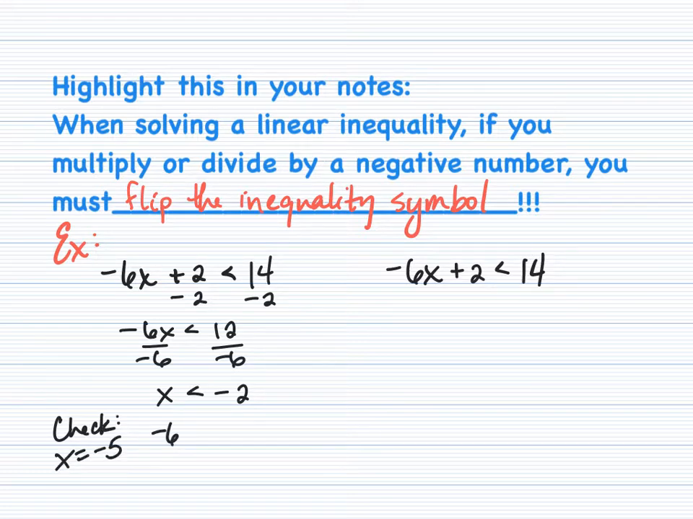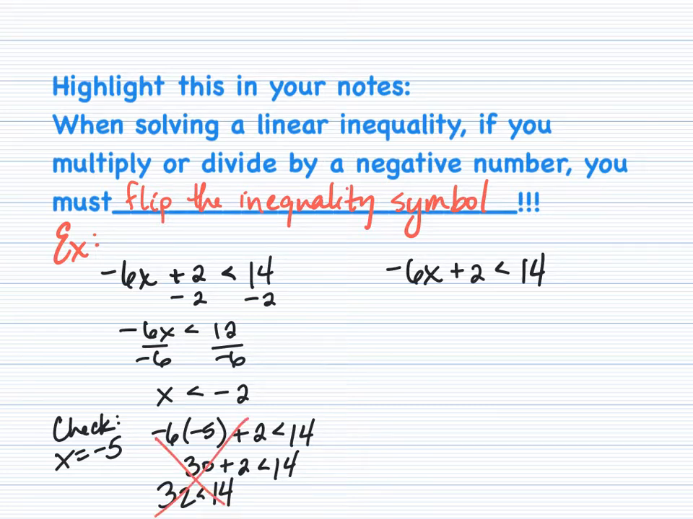So if I put negative 6 times negative 5 plus 2 is less than 14, I've got 30 plus 2 is less than 14. So I end up with 32, which is not less than 14. So this does not work. So what I have to do is remember way back up here that I have to flip that sign because I divided by a negative number. So I have to change that to x is greater than negative 2. One way to do it, it does require that you remember to flip the sign.